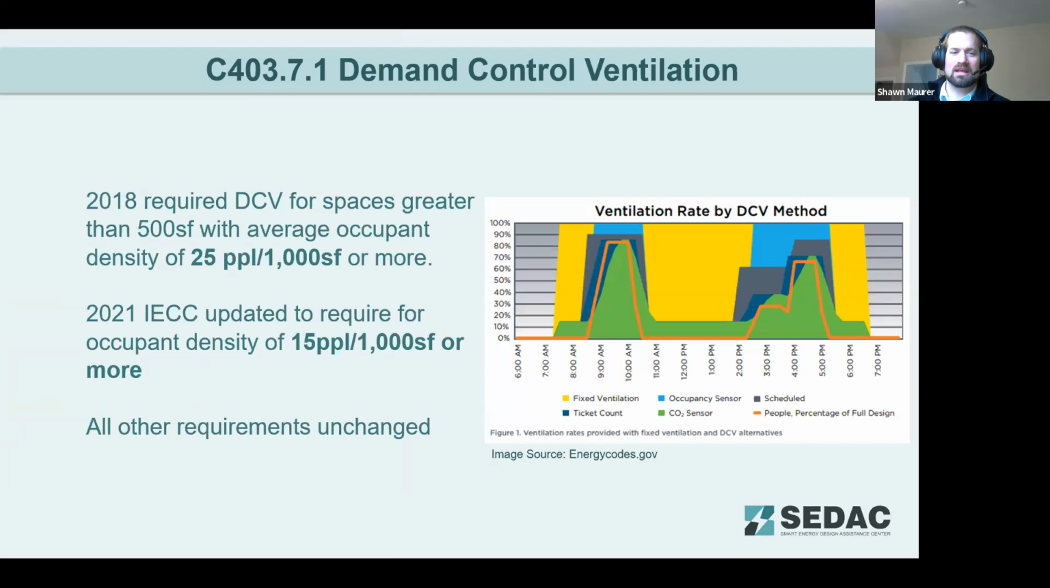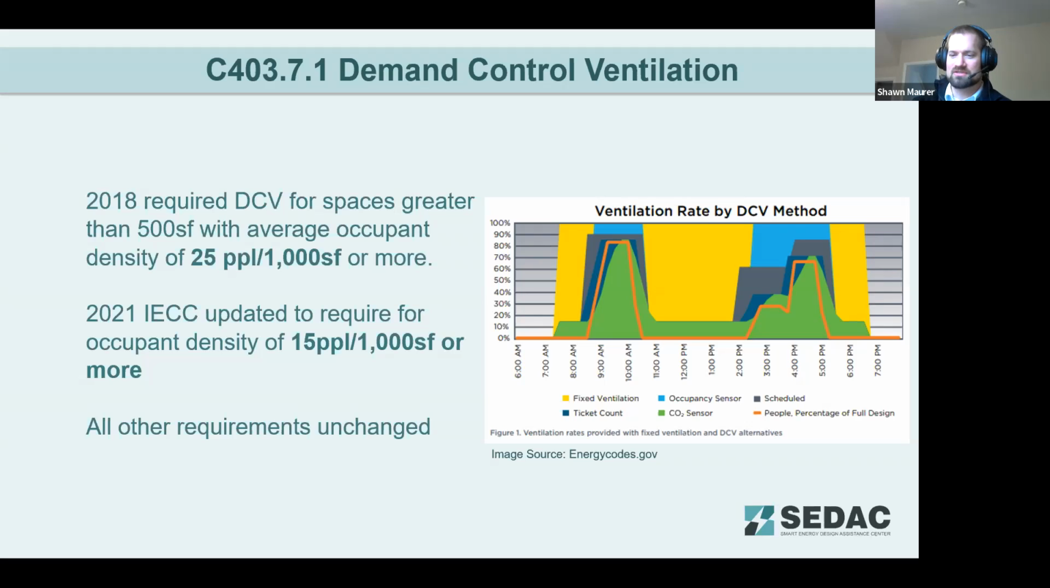What we're looking at here is that in the 2018 IECC, DCV was required for spaces greater than 500 square feet with an occupant density of 25 people per 1,000 square feet or more. In the 2021 IECC, they've made that a little more stringent. Now that occupant density is 15 people per 1,000 square feet or more. So they've started a slightly lower density that triggers the demand control ventilation requirement. The square footage requirement hasn't changed at all.